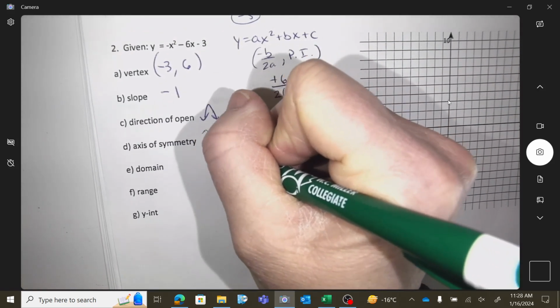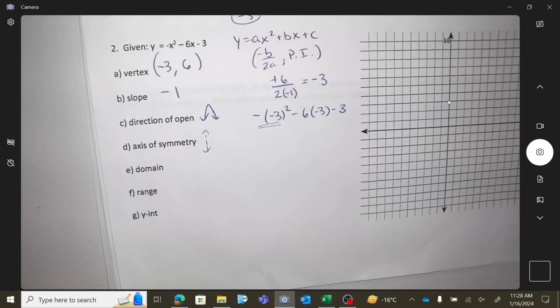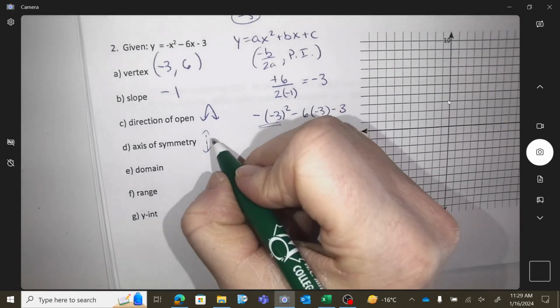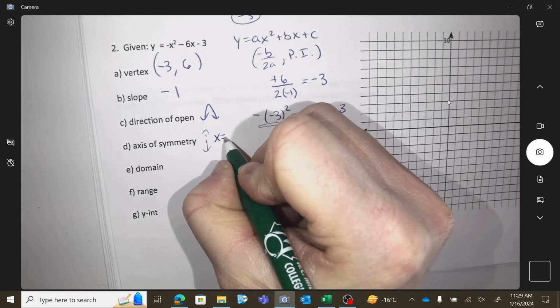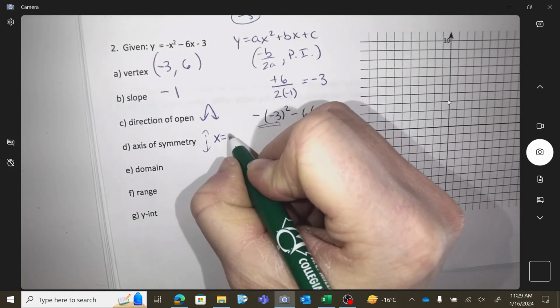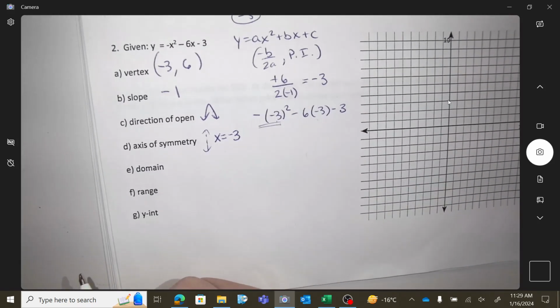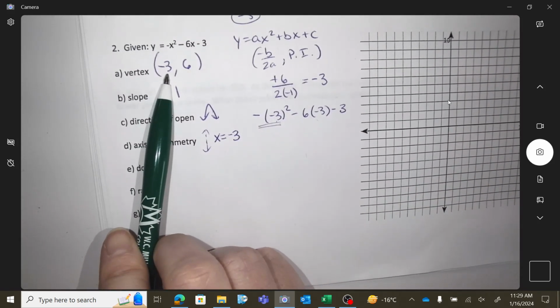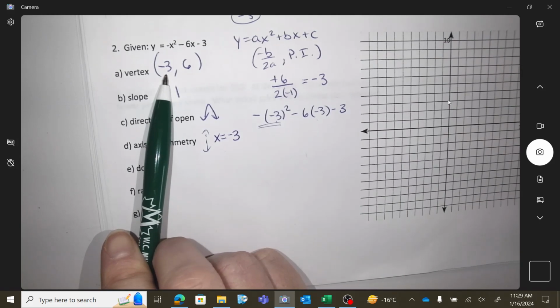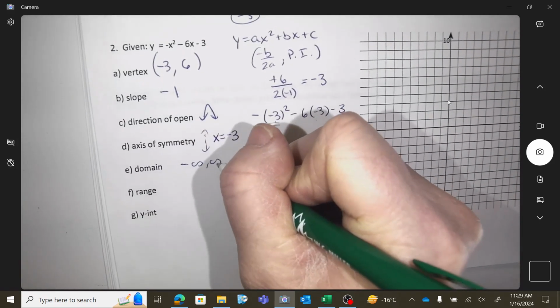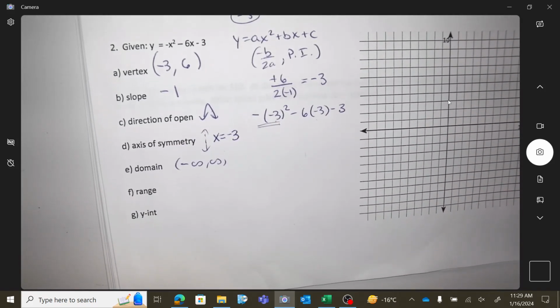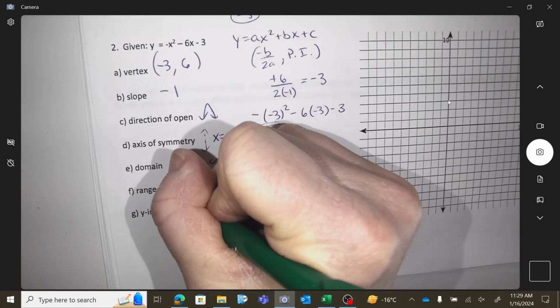Axis of symmetry is me cutting it in half, which starts with x equals, which x value does it go through? That one. Domain, same old. Make sure you get that one. And your range.